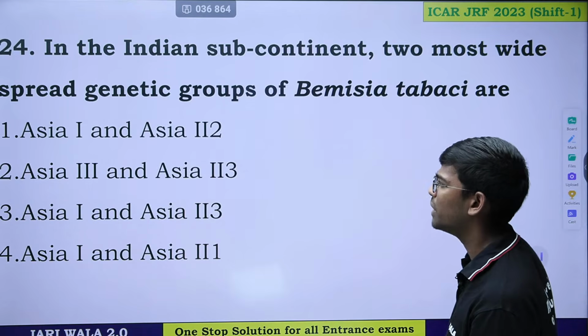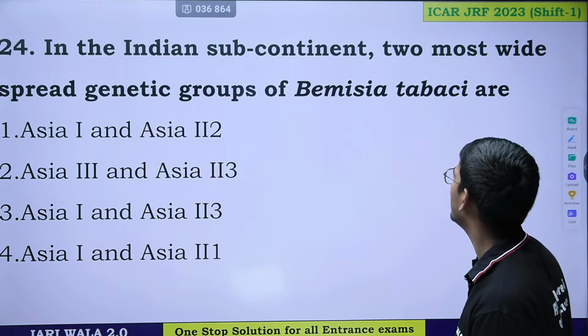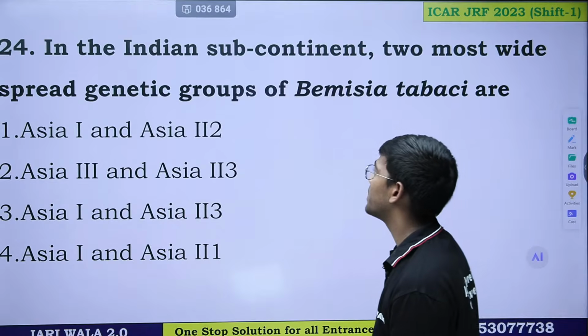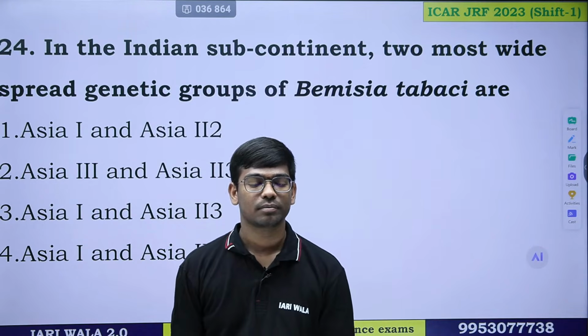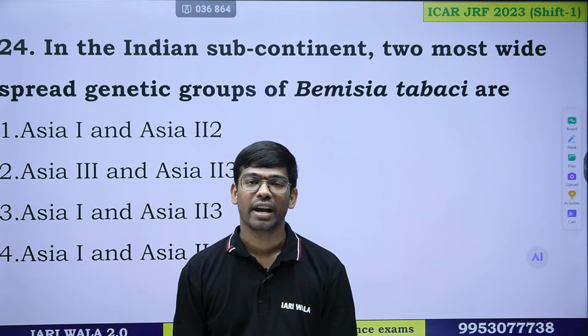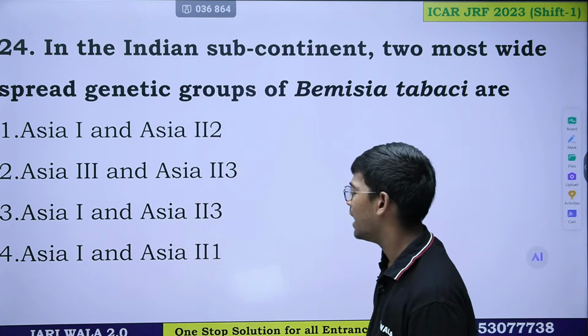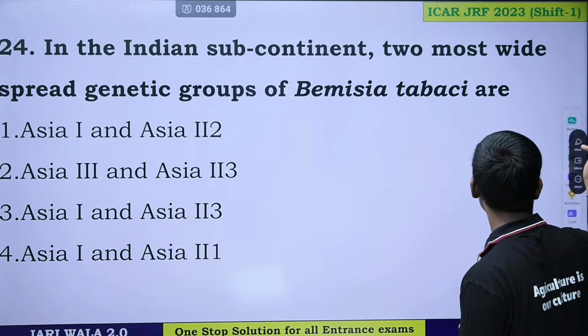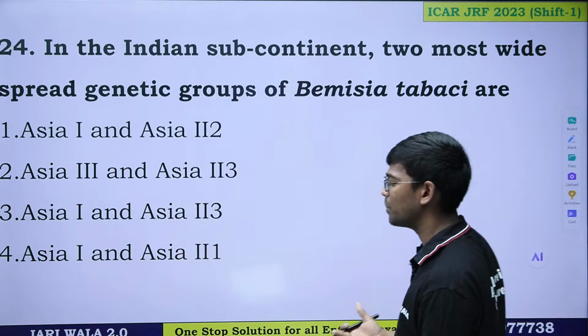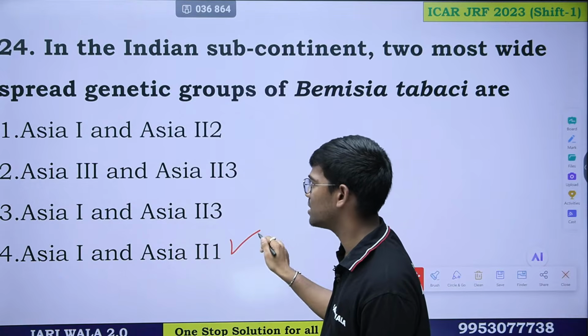So this one is a bit complicated. In the Indian subcontinent, the two most widespread genetic groups of Bemisia tabaci are Asia 1 and Asia 2-1. These questions or points you may not find anywhere, but sometimes they ask, and for this the answer is 4.